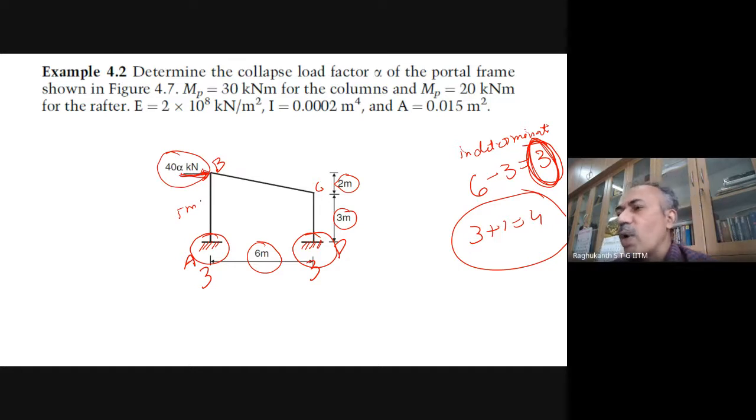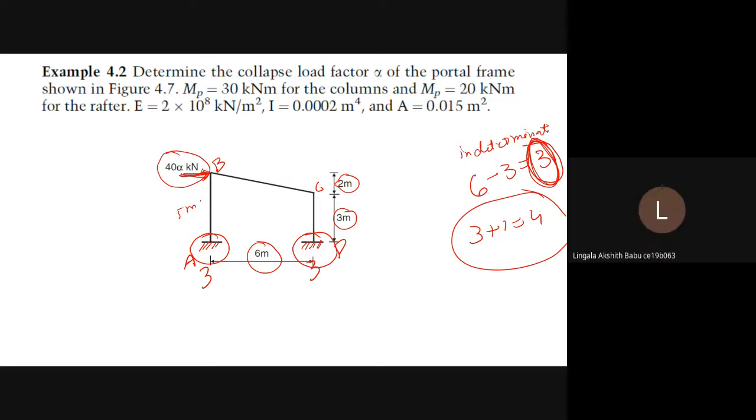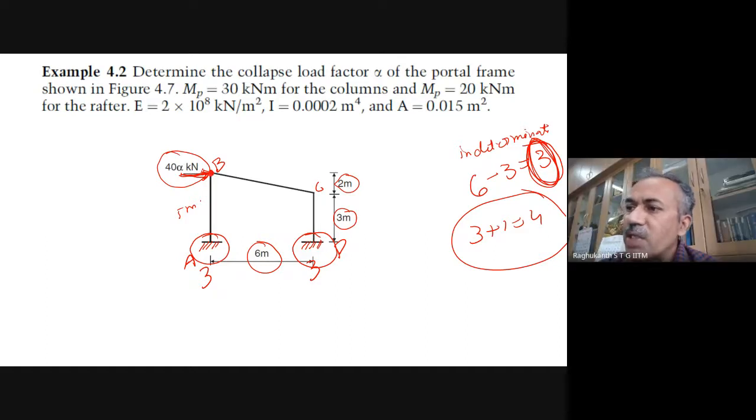Now tell me where hinges are going to get formed without doing the analysis. Can you guess? B. B, that is here. Okay, very good. But this is not sufficient for collapse. One hinge forms, but because everything is fixed, the portal frame is still stable. So one hinge is at B. Now for complete collapse, you require four plastic hinges. Now where are the remaining three? C. C, excellent. So one is at B, one is at C.